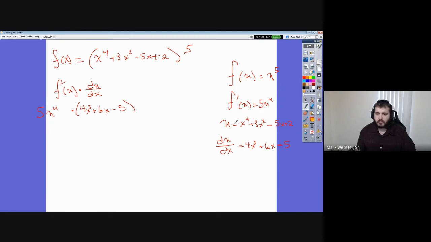And all we still have to do is just take this 5u to the fourth and replace that u with our x expression, right? So what's our final answer? It's just 5 times x to the fourth. It's always the 4s that get me. X to the fourth plus 3x squared minus 5x plus 2 raised to the fourth power times this thing over here.